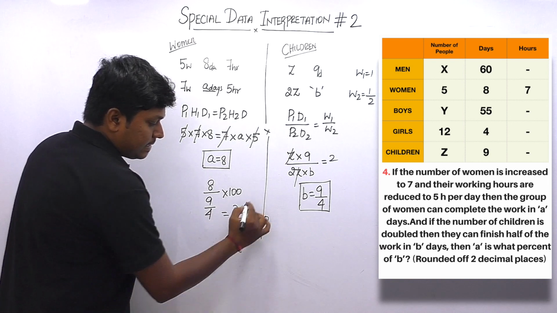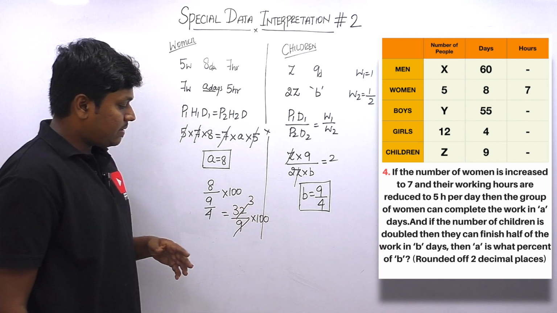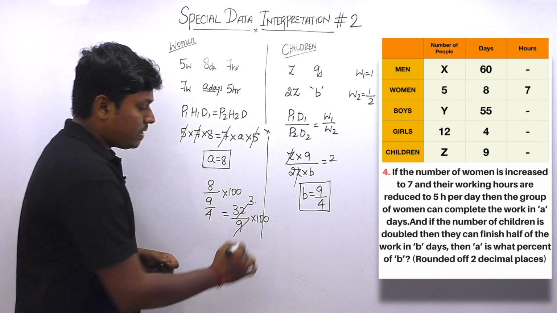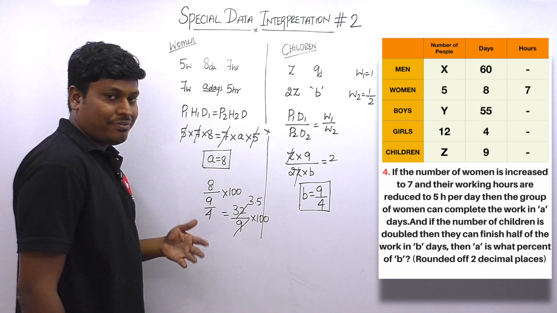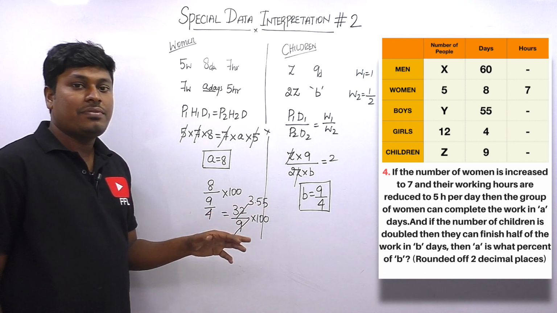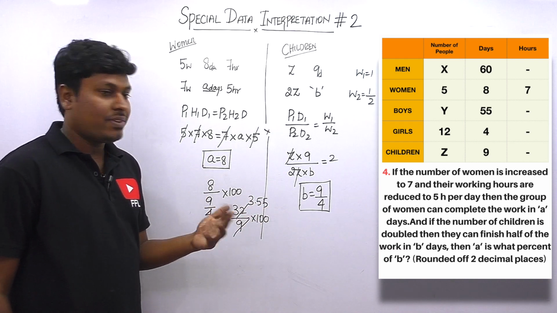So 9 3s are 27. So remaining will be 5, which is 50. So 9 5s are 45. Again we have a remainder 5. Again 9 5s are 45, remaining will be 5, and the 5 goes on.